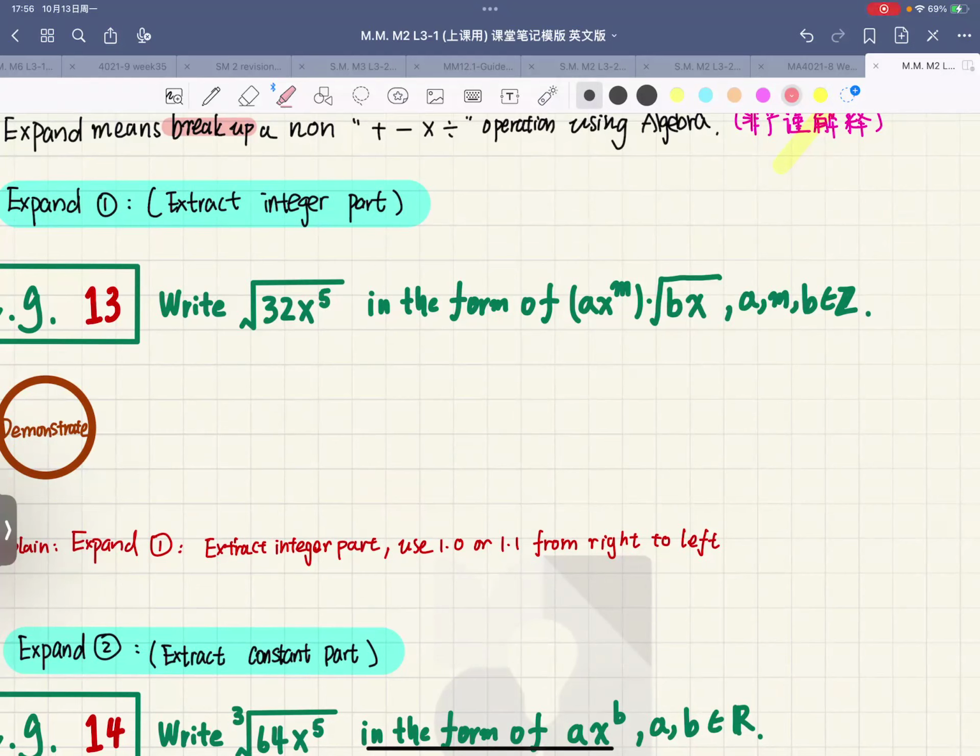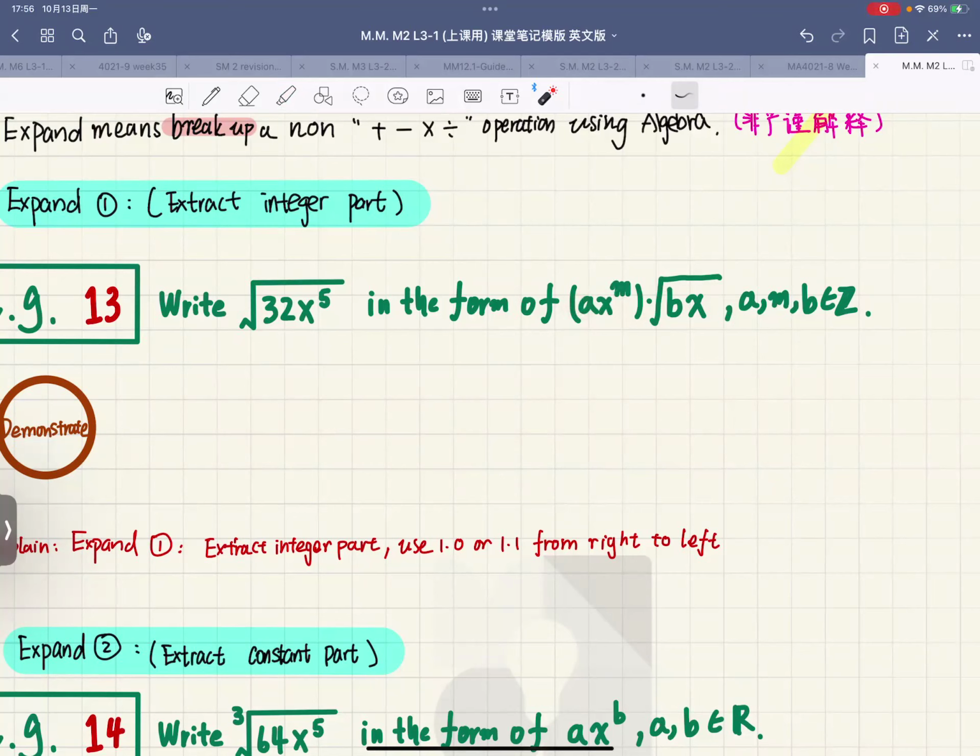Now, let's have a look at how to break it up. Basically, we have square root of something. We have a square root here, here and here, and then we need something times x, and we have a x to the power of m.